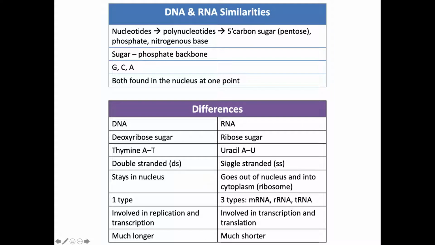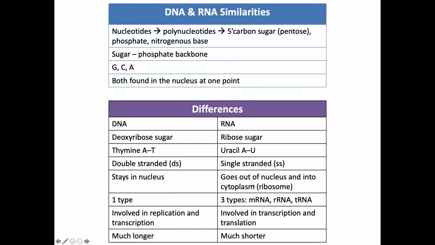Some differences here is that DNA contains a deoxyribose sugar, whereas RNA contains ribose sugar. DNA uses thymine that will base pair with adenine. RNA will use uracil that will base pair with adenine. DNA is double-stranded, RNA is single-stranded. DNA is so important that it never leaves the nucleus. It always stays in that nucleus.